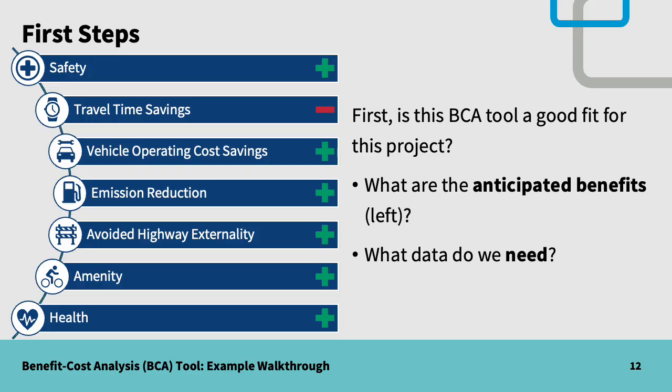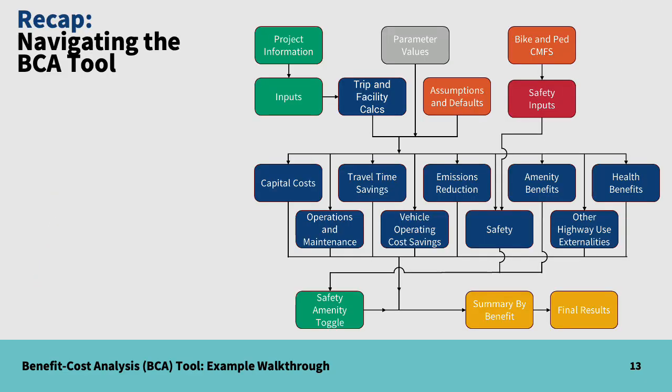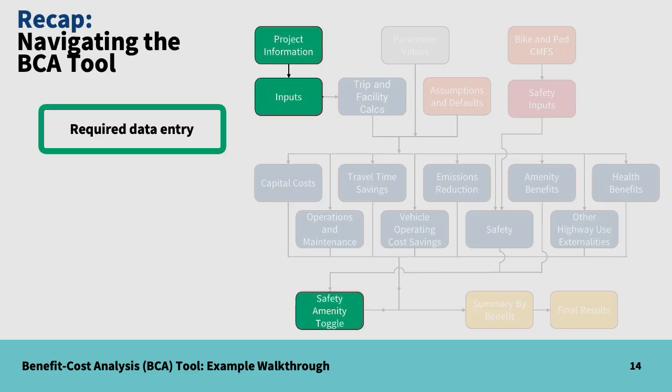So, what data do we need? What data do we have? Let's revisit the tool setup, which we examined in the last module. Here's a diagram of the tabs in the BCA tool. Recall that we should only need to interact with a handful of these. We have our Project Info tab, which has just a few items to enter. We have our Inputs tab, which will be our main interface for entering project data for the no-build and build conditions. And then we have our Safety Amenity toggle, which we'll talk about more in a little bit.